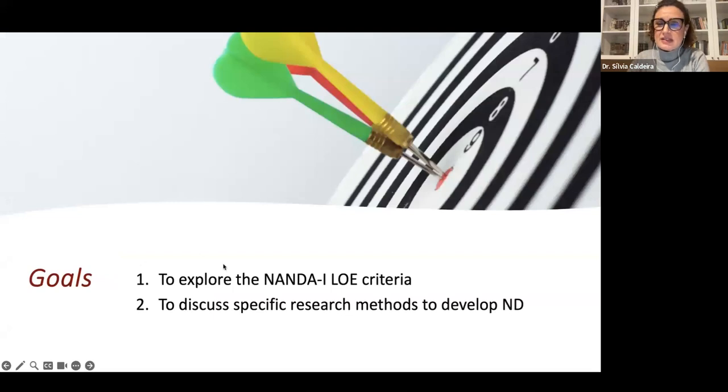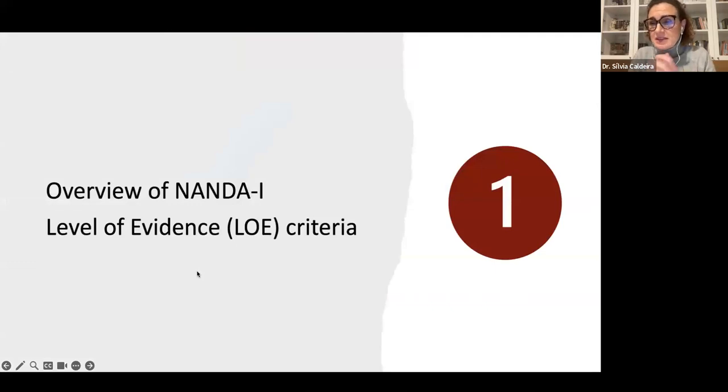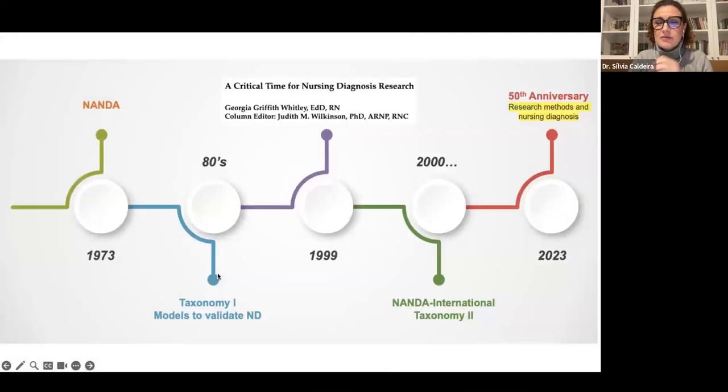So the goals for this 45 minutes webinar is to explore the NANDA level of evidence, as you can find in the book, and to discuss specific research methods to develop nursing diagnosis. So let's start with an overview of the level of evidence criteria as defined in chapter 4 of the book.